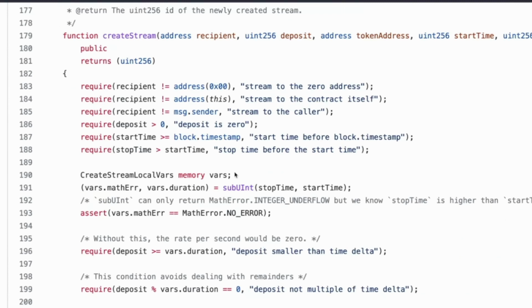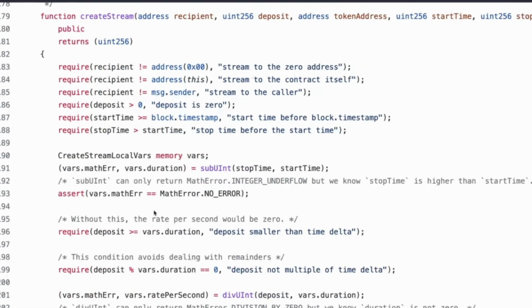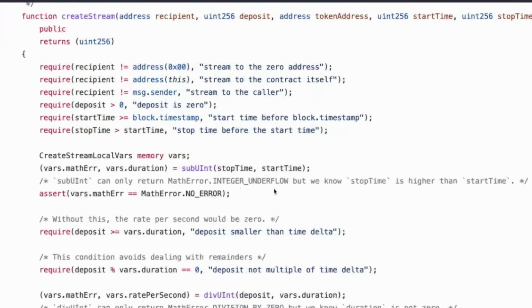Cool. It creates one of those structs. Well, yeah, and then it does the sub uint where it takes the stop time minus the start time, and that's the duration, and it may or may not return a math error. Okay, yeah, it says subuint can only return math error.integer underflow, but we know stop time is higher than start time because of the requires.